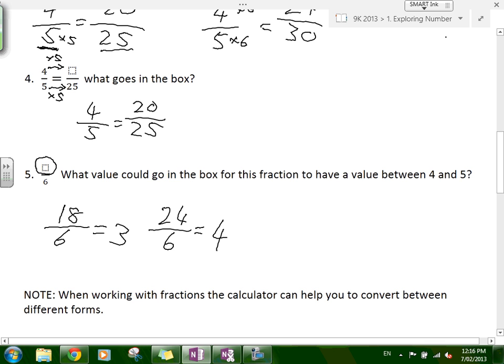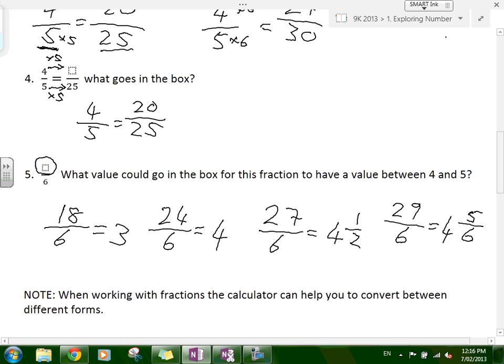So Matt, what could we pick? Yeah, you could pick 27. 27 over 6 is equal to 4 and a half. Or you can pick 29 over 6. There's a few values you could pick. We're just showing that there are a number of values that can go in there that would make it between 4 and 5. Alright? Any questions about it?